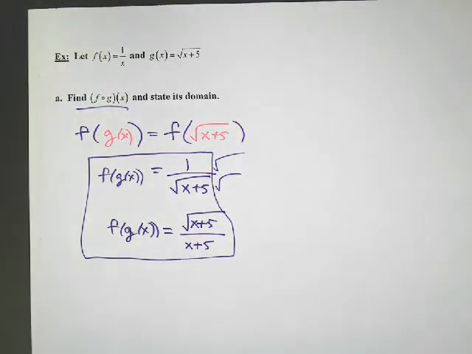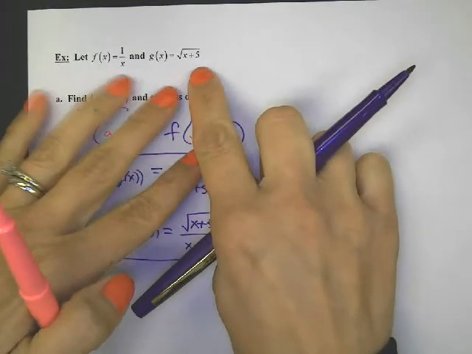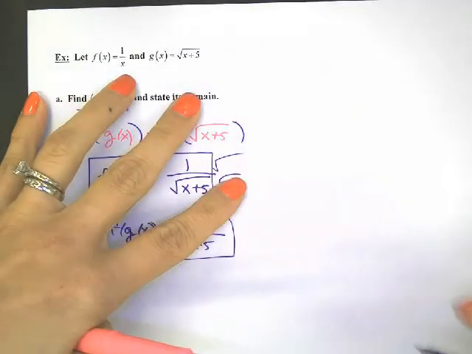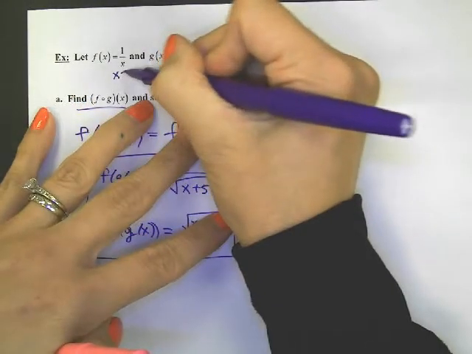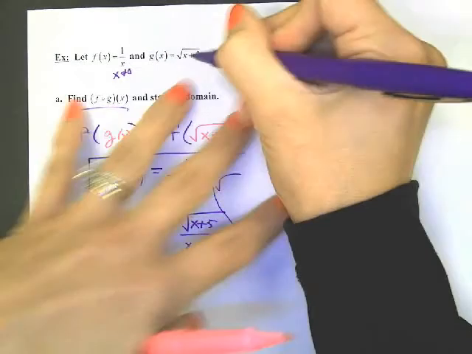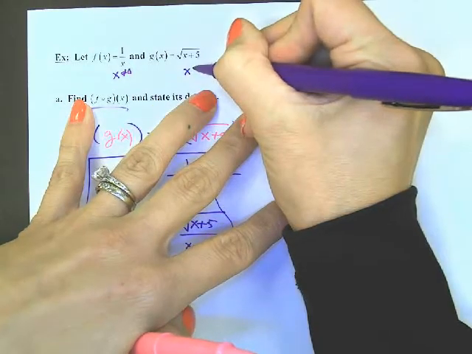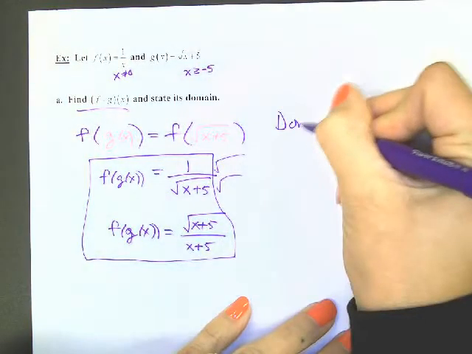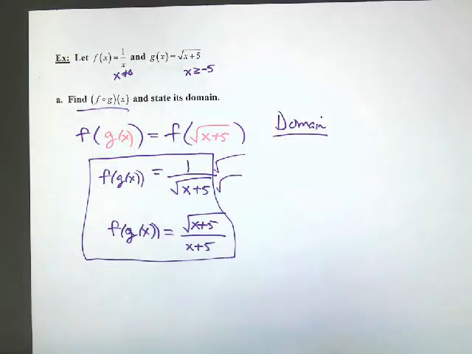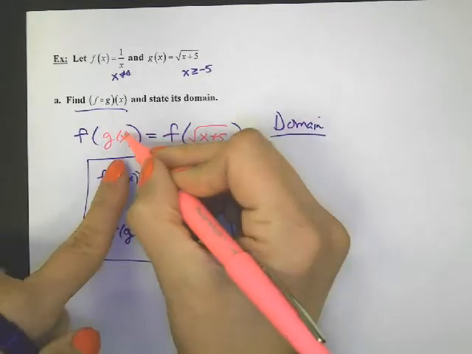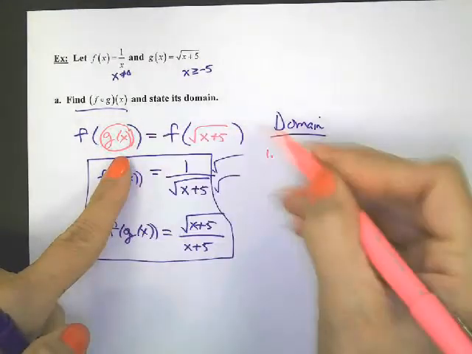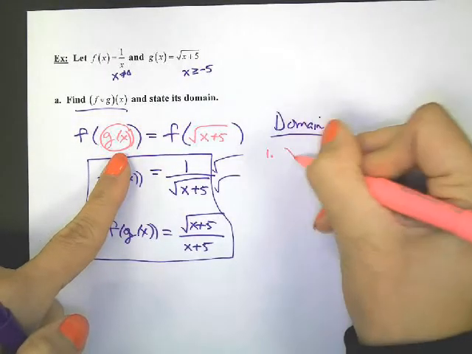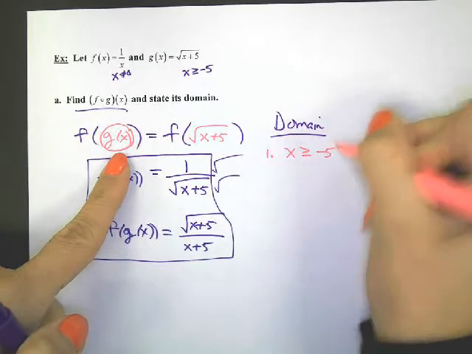And now it's time for the domain. Before I start the domain, I want to go up here and write down the little domains for these guys. That makes my work a little faster. This says do not equal 0. And this says be greater than or equal to negative 5. Okay, let's do some domain work. Step 1. The little guy is g. So we write down his domain. x's have to be greater than or equal to negative 5.